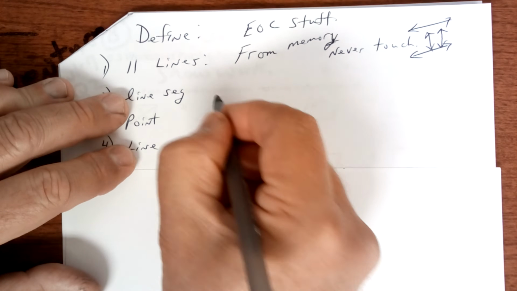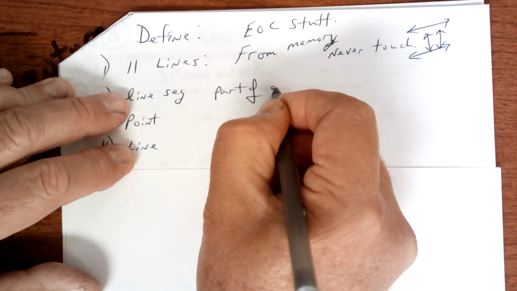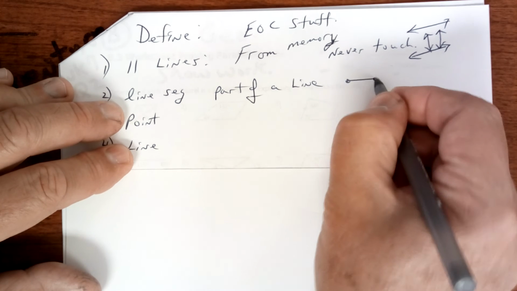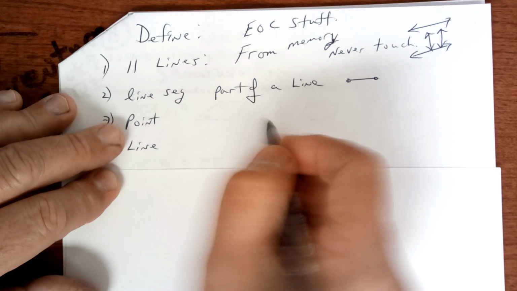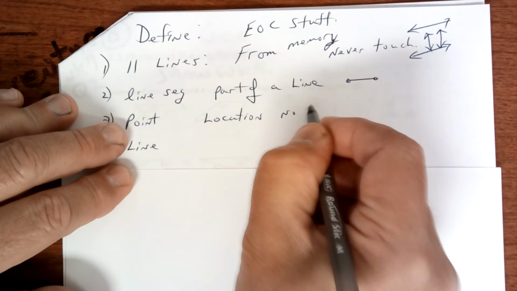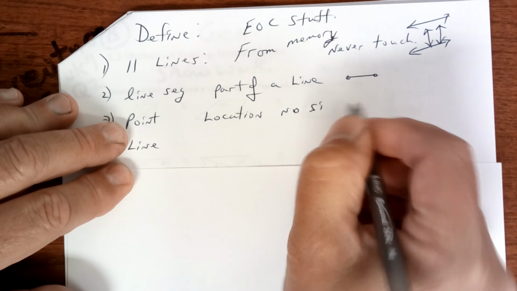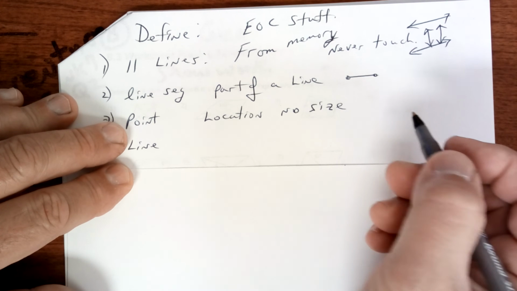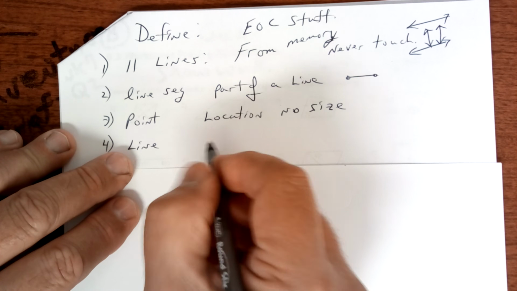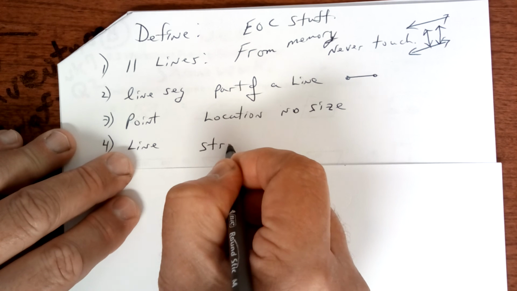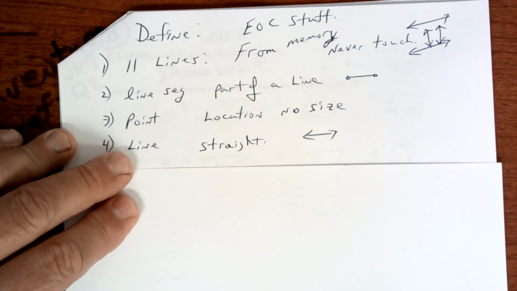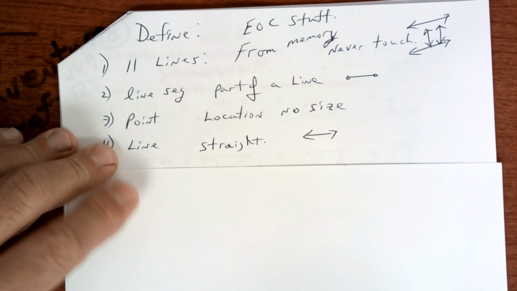What is a line segment? It's part of a line, and it has two endpoints. What is a point? A point is a location. There's no size to it. Remember? No big point and no small point. It is a location. A line doesn't bend. It's straight. And it goes on in both directions indefinitely. All right, that was from memory. That was your memory workout for today.